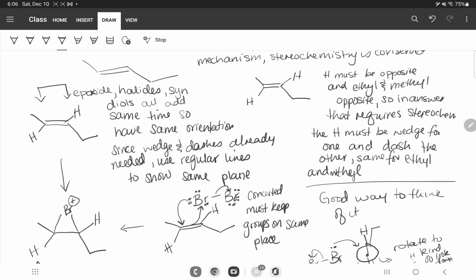So in this particular molecule, remember that there are those understood hydrogens, which implies that they're opposite to each other. So they have to remain in that orientation as well.